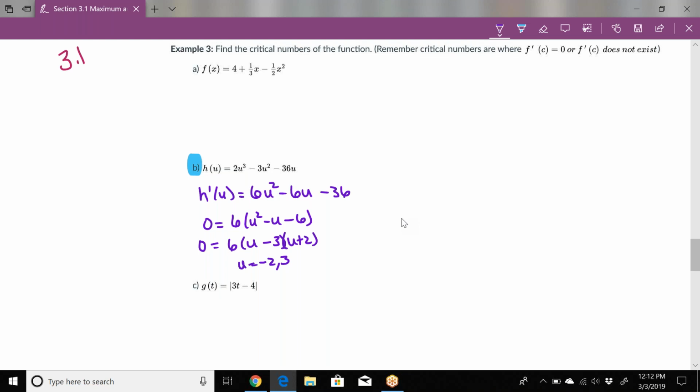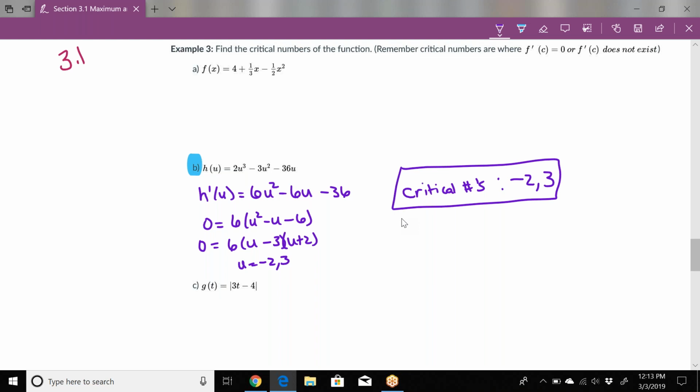And those are going to be the only ones because this is a polynomial and so is the derivative. There's no place where the derivative is not going to exist. It's continuous and differentiable everywhere. So the critical numbers are, in order from least to greatest, -2 and 3.